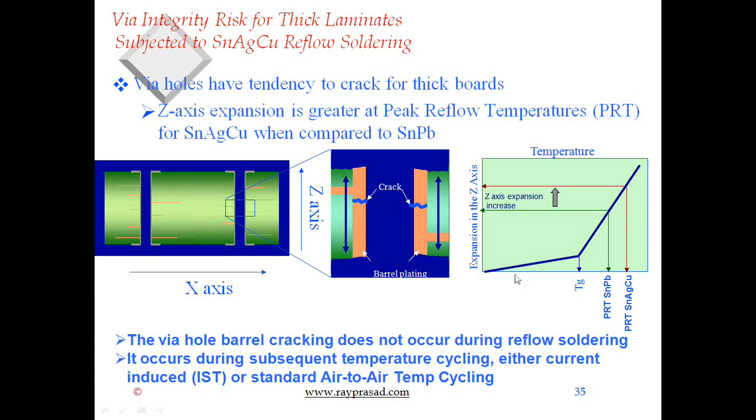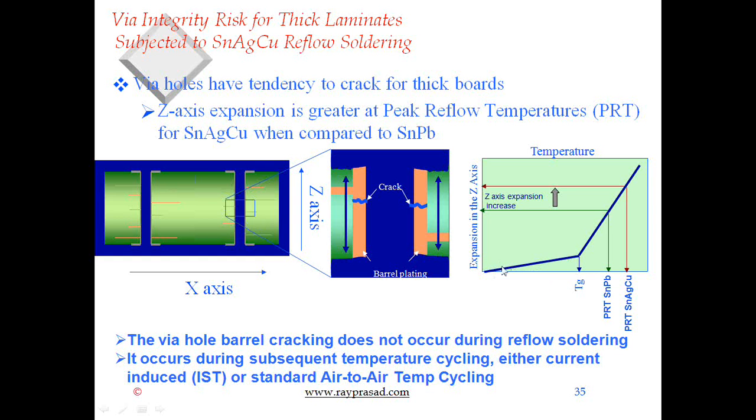Now, what you see on the very right is the temperature on the x-axis, and on the y-axis you see the expansion. So every material, and we are talking here about copper, essentially laminate, especially the epoxy that's holding these different layers together, will expand slowly up to its TG, glass transition temperature. And every material has a different TG. All right? And once that material reaches that glass transition temperature, it will expand at a very high rate.